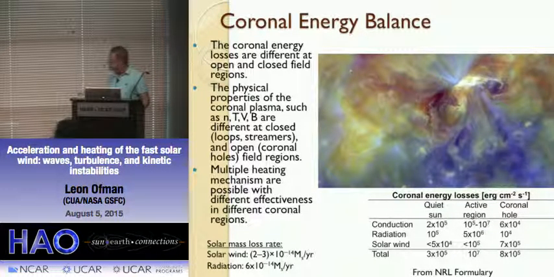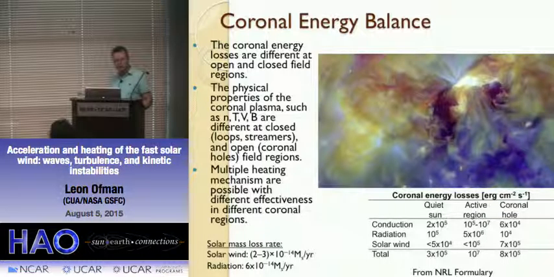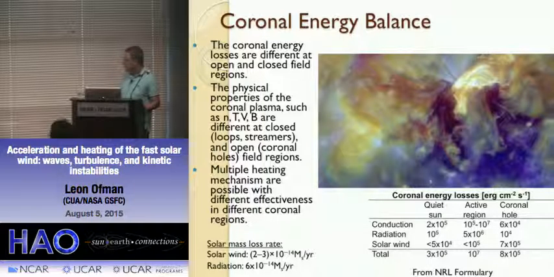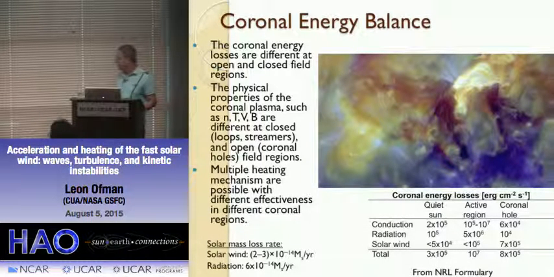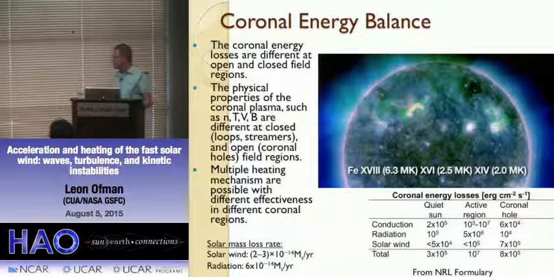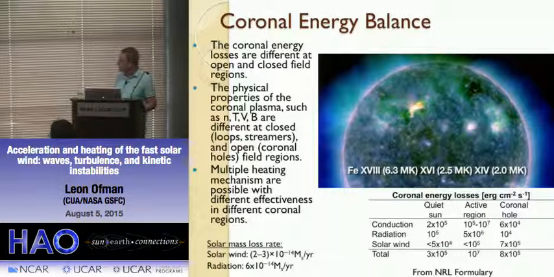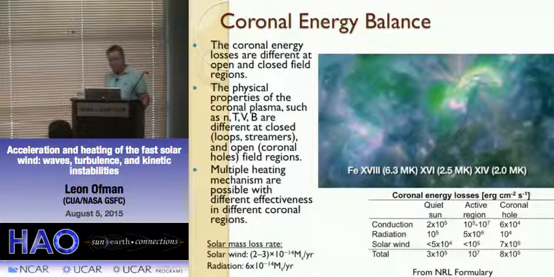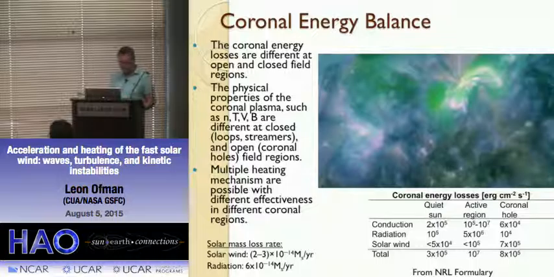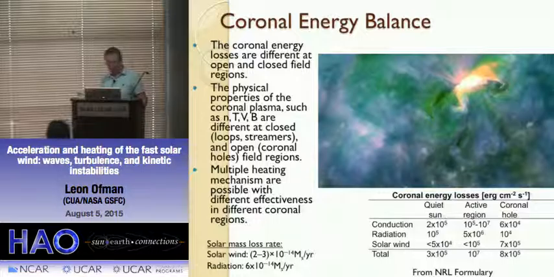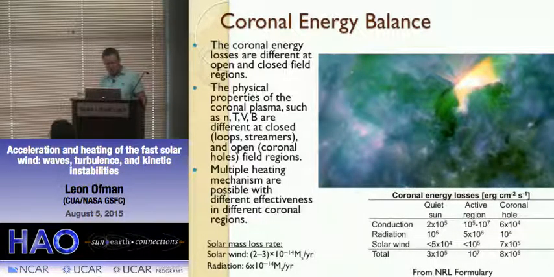Of course, in coronal holes, which is the main focus of my talk today, we have losses through conduction, which are smaller than in other regions because the temperature there is usually lower. The radiation is also smaller due to the lower density of the plasma in coronal holes. And we have losses by the energy flux carried by the solar wind, which is the primary source of the losses. So we are still trying to understand the heating mechanisms and the acceleration mechanisms, as you all know.